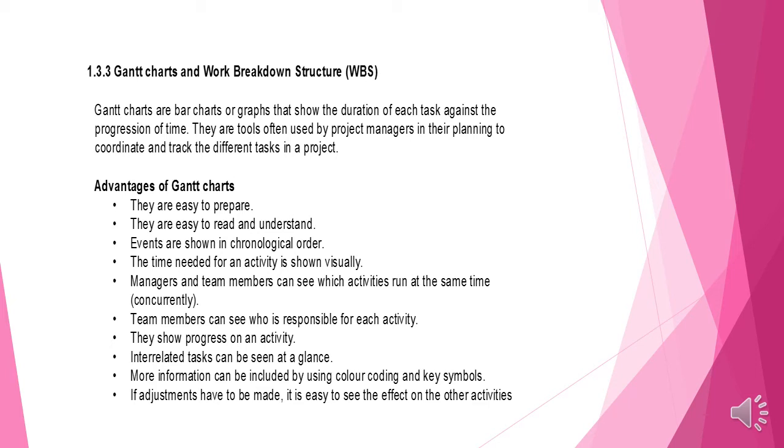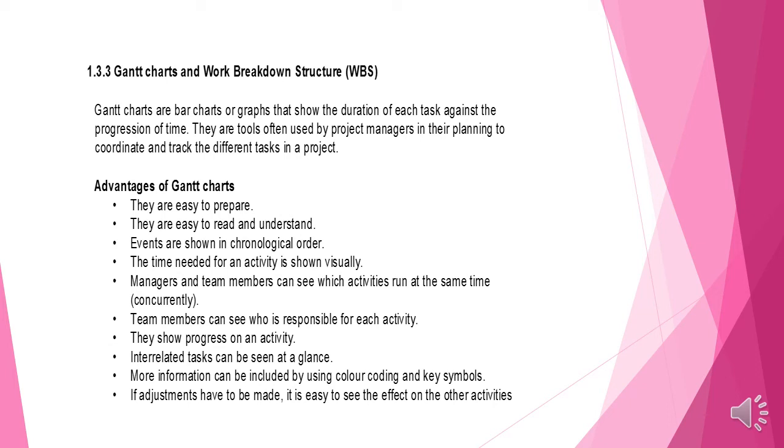Then the time needed for an activity is shown visually. Visually we can see that those activities are colored differently, differed by different colors. Managers and team members can see which activities run at the same time, concurrently. Then team members can see who is responsible for each activity. They show progress on an activity.